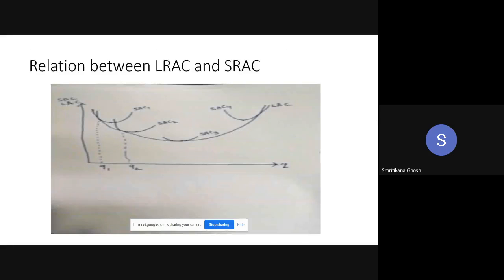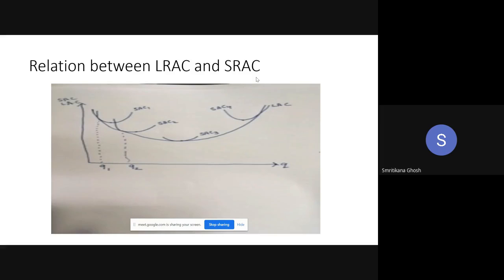This is actually a snapshot of my copy that I'm showing you, maybe a bit hazy. If you have any problem with that, you can ask me anytime. This is the relationship between long run average cost and short run average cost. A bit tricky diagram. Try to understand it. Take your own time.